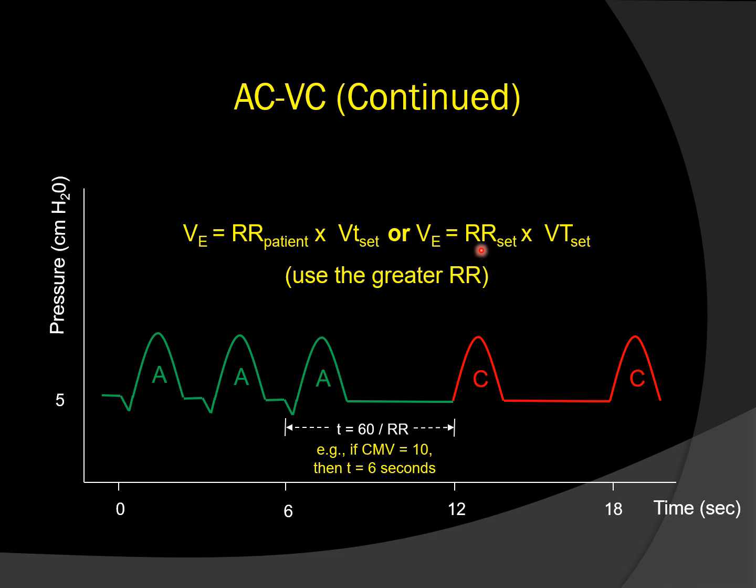So if the set rate's 10 and they're not breathing, they'll get 10 times, let's say the tidal volume is 600, they'll get 6 liters. But if the tidal volume is set at 600 and they're breathing 20, they'll get 12 liters. 20 times 600 is 12,000, or 12 liters.